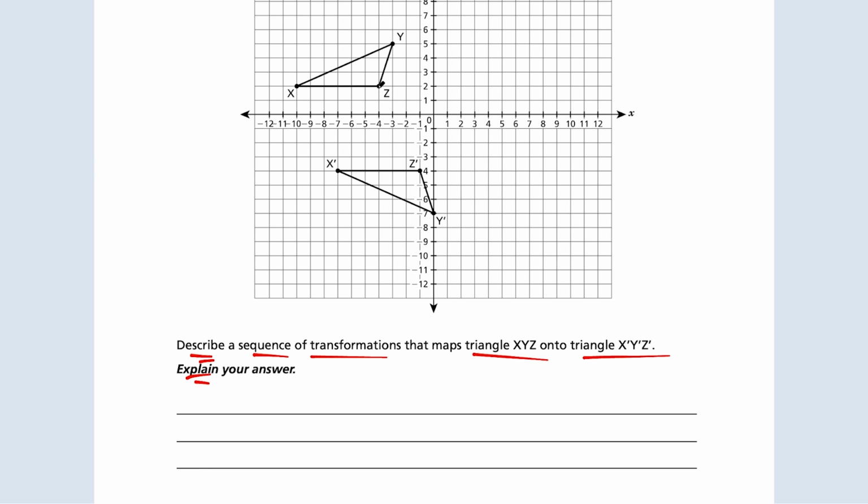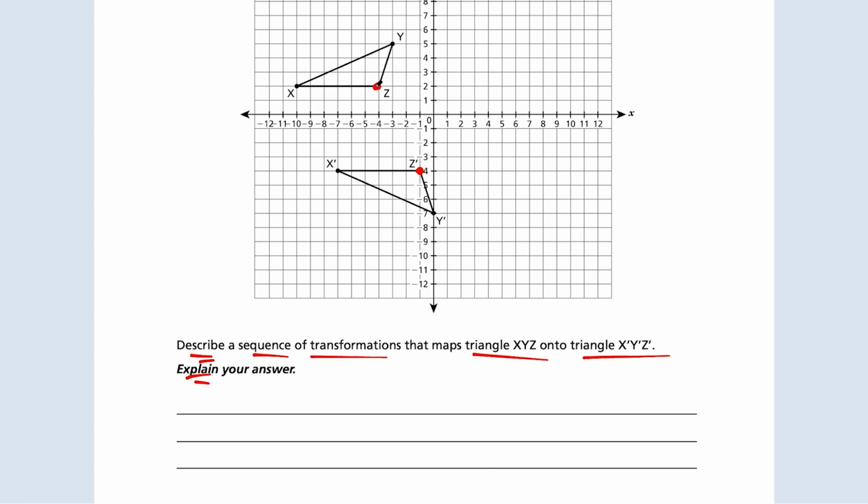So for this one here, I'm looking at point Z and thinking, how could it get to point Z prime? Another thing that jumps out at me here is that to get from this triangle to this triangle, at some point I have to flip, because I noticed that this point is in the bottom right corner, but in this location over here, it's in the top right corner. So right away I could see that we need to reflect over the x-axis.